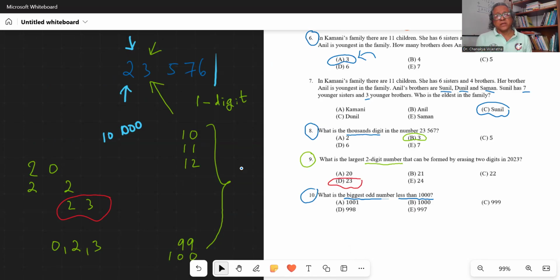No, right? Because this list of odd numbers, starting from 1, goes 1, 3, 5, 7, 9, 11. It continues with no end. So there's no biggest odd number, right? But we need to find out the biggest odd number less than 1,000. So if you continue this list, what would be the odd number closest to 1,000? Now 1,000 is of course even, right?